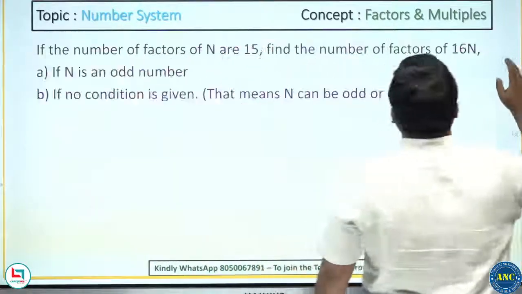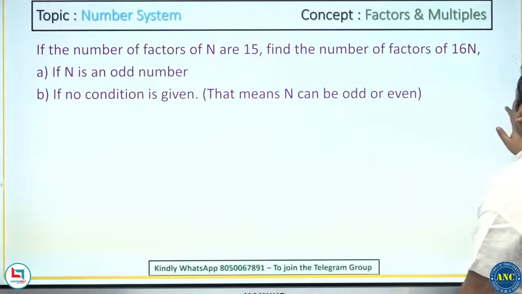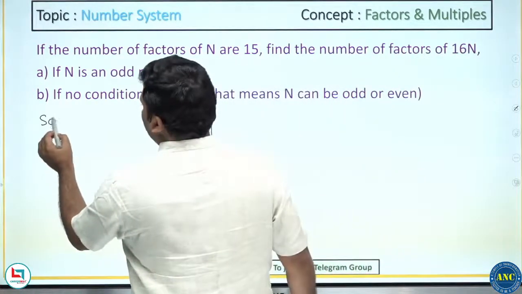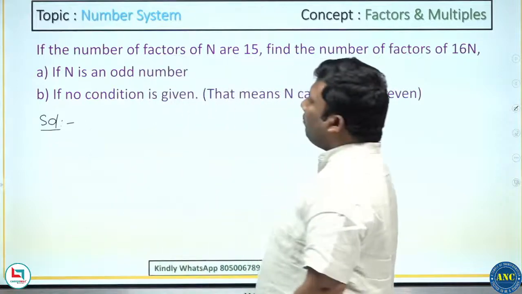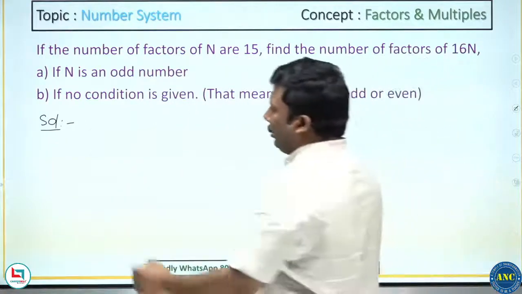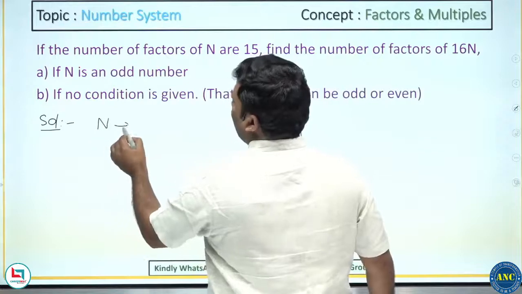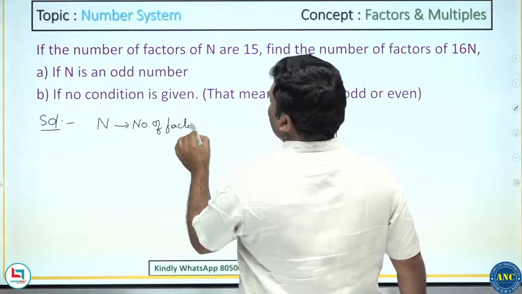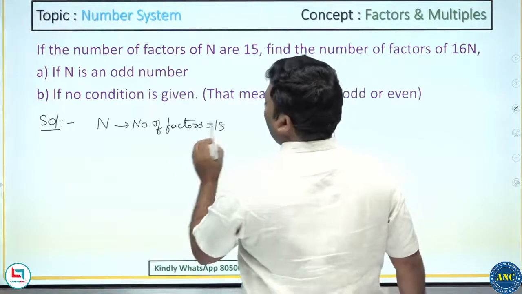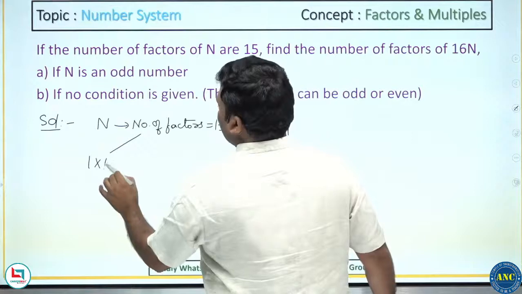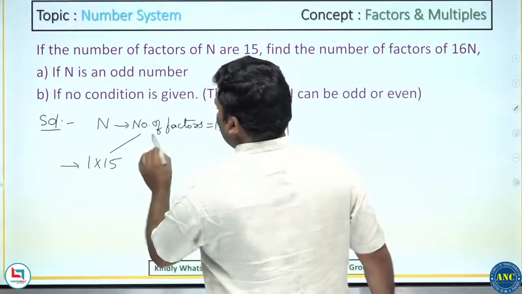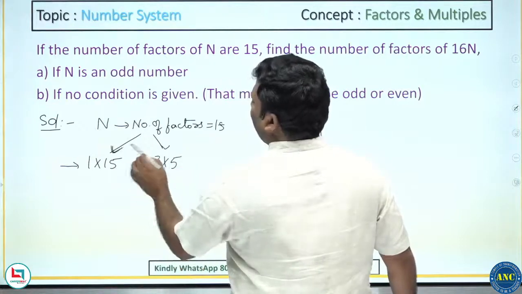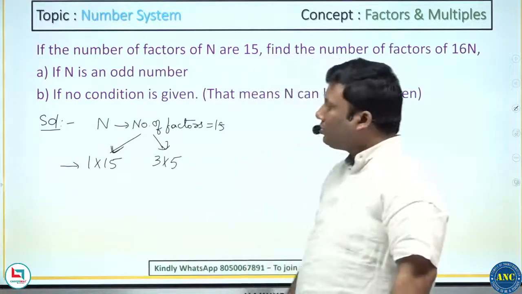Next one. Once we solve a little more questions, it will be clear, sir. Another question. Read the question first. We will go step by step. If the number of factors of n are 15, there is a natural number n. Number of factors for this number it is 15. 15 means 1 into 15, and the next case it is 3 into 5. 3 and 5 are prime numbers. It cannot be decomposed further.